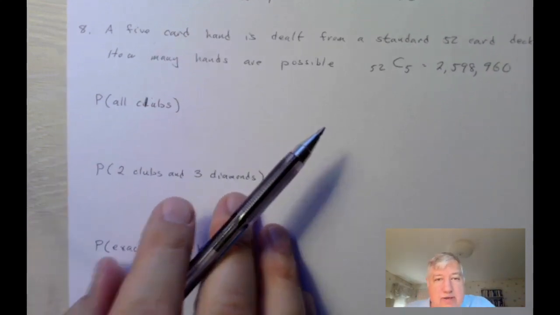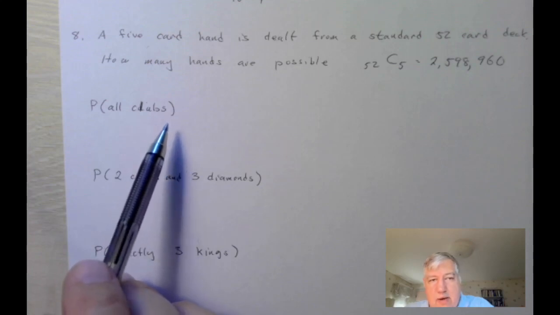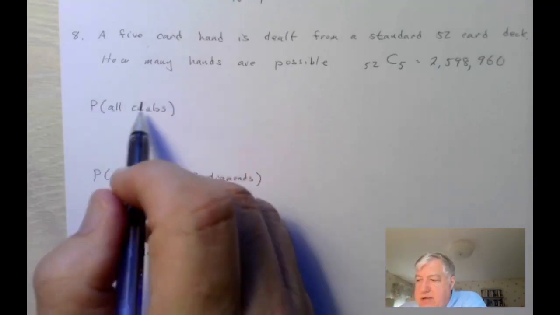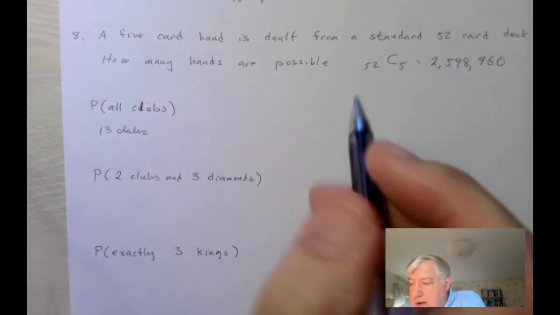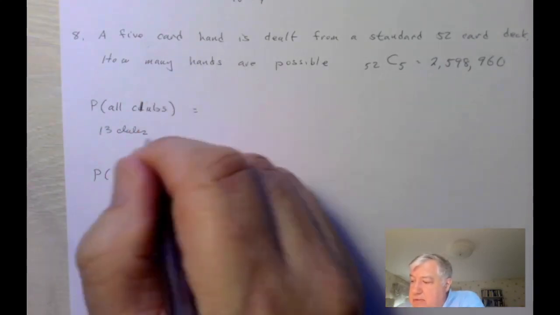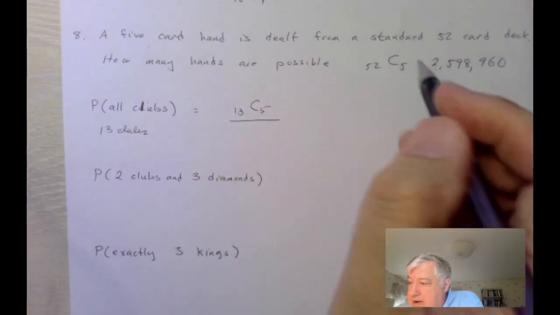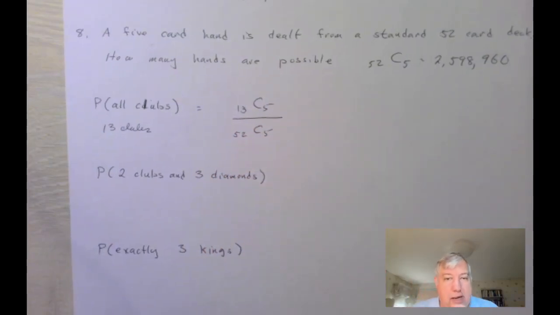If we wanted to find the probability of getting all clubs, it's kind of similar here. If I asked you to give me a hand with all clubs, you first have to pick your clubs, and there are 13 clubs to choose from. So you pick 5 of those, so you'd have 13C5 divided by the size of our sample space, which is 52C5. So that would be the probability of all clubs.